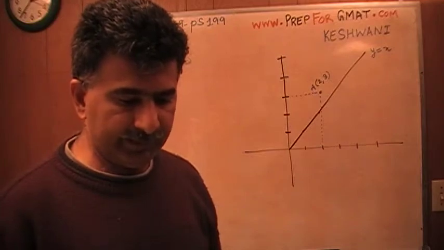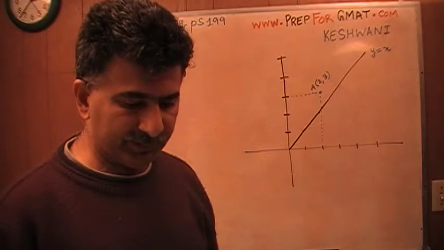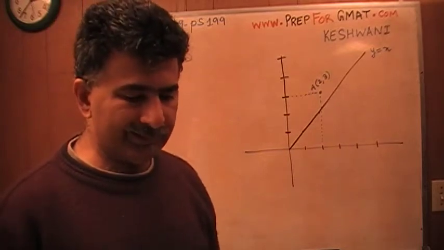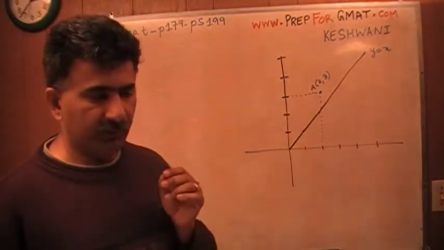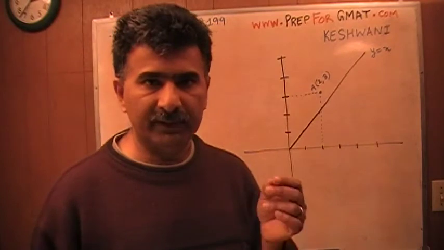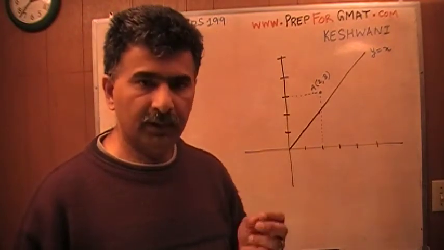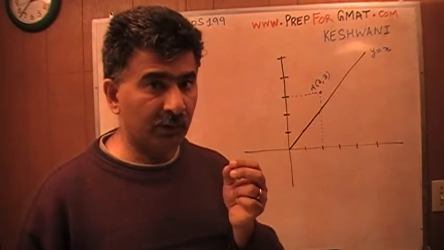It says the line y equals x is the perpendicular bisector of the segment AB, which is not given to us. But we are told that this line y equals x is a perpendicular bisector. What does it mean? Let's take one word at a time. Perpendicular means it has to cut that line at a 90-degree angle. Bisector means it has to cut not only into two pieces, but into two equal pieces.